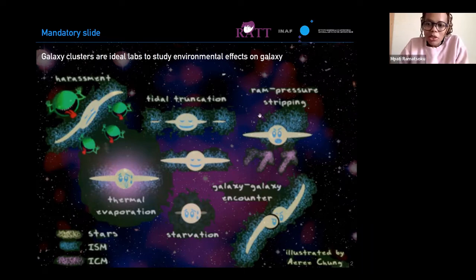But the one that I'll be focusing on today is the ram pressure stripping event. This, we believe, is the most dominant mechanism that transforms galaxies within galaxy clusters. And I will go into a bit more detail in the next slide.